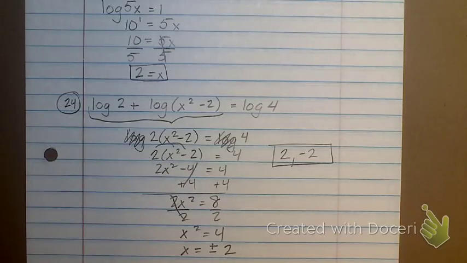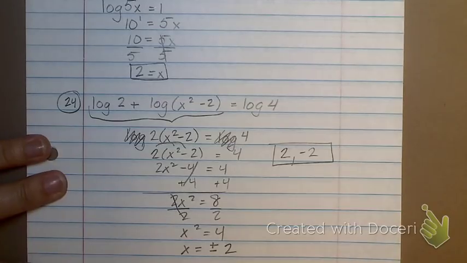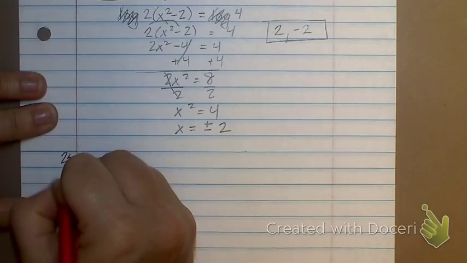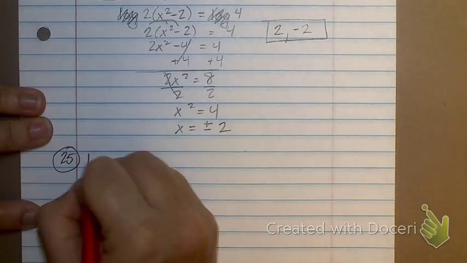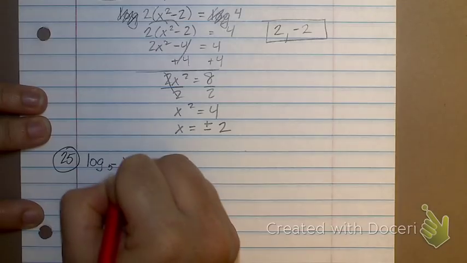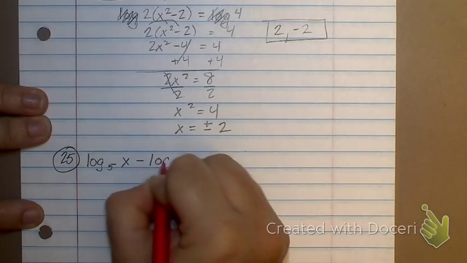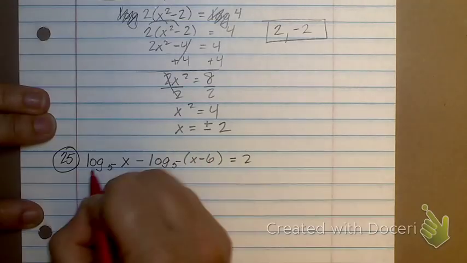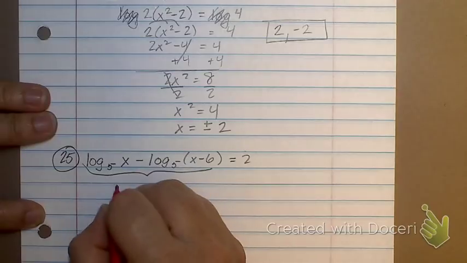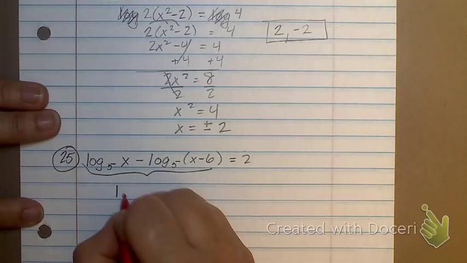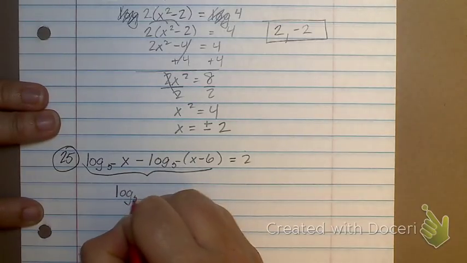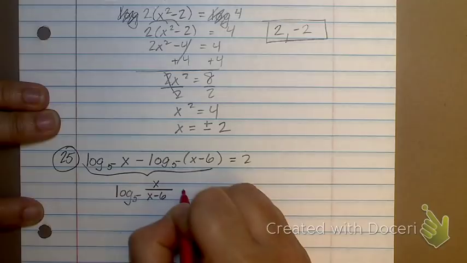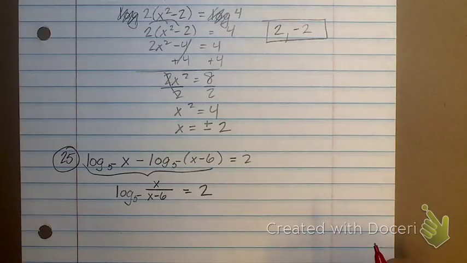Okay. So. Let's see. 25. Log base 5 of x minus log base 5 of x minus 6 equals 2. Again, I'm going to start off with condensing. That's connected by subtraction, so what's it going to condense to? Division. So that's what division looks like.